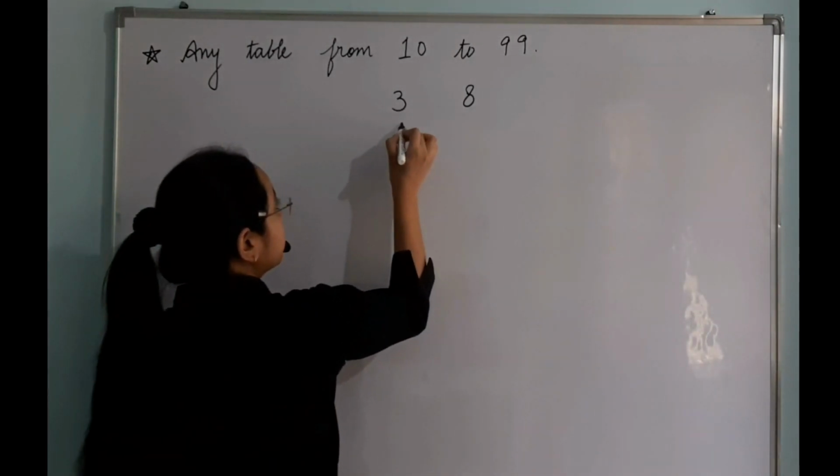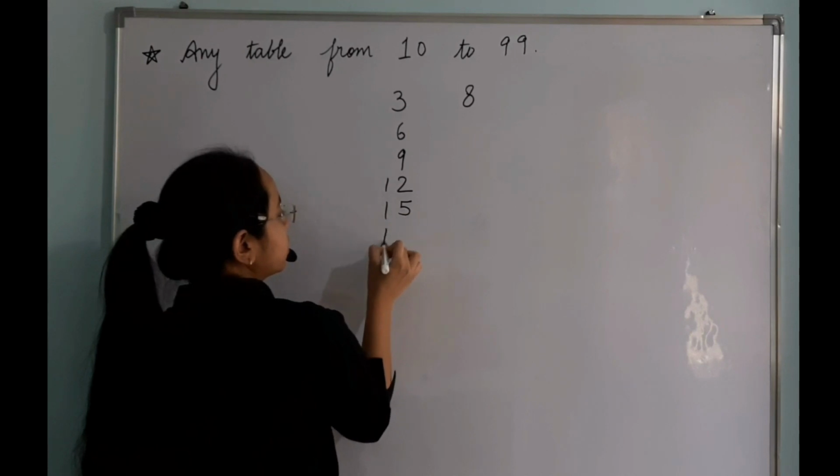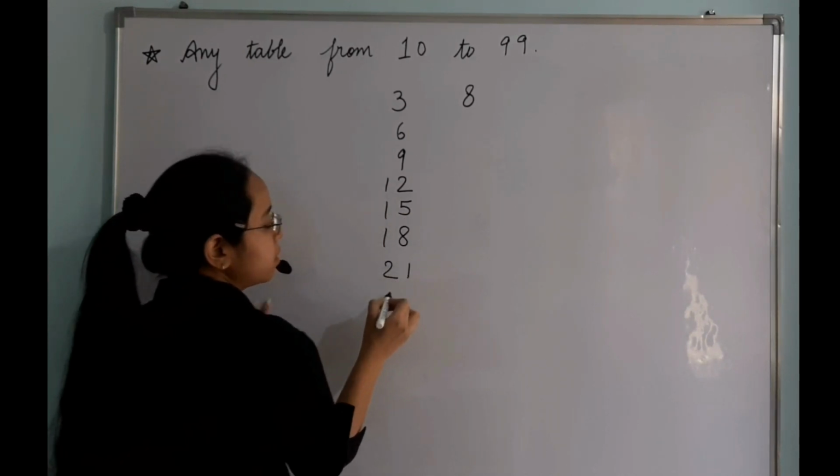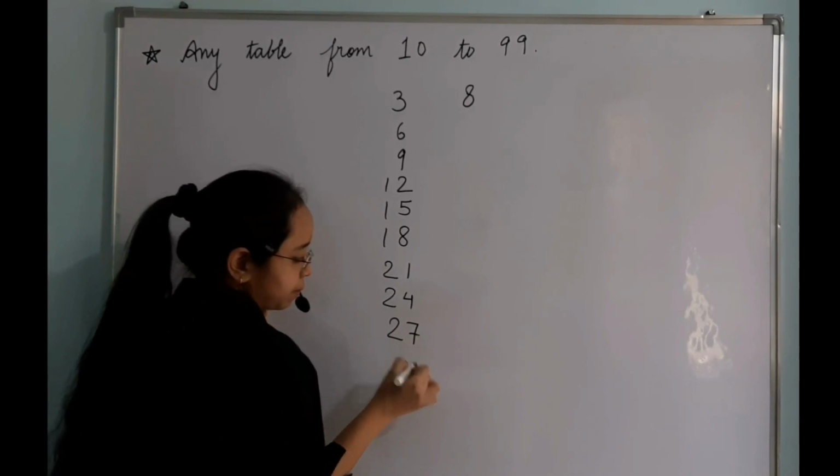3 ones are 3, 3 twos are 6, 3 threes are 9, 3 fours are 12, 3 fives are 15, 3 sixes are 18, 3 sevens are 21, 3 eights are 24, 3 nines are 27 and 3 tens are 30.